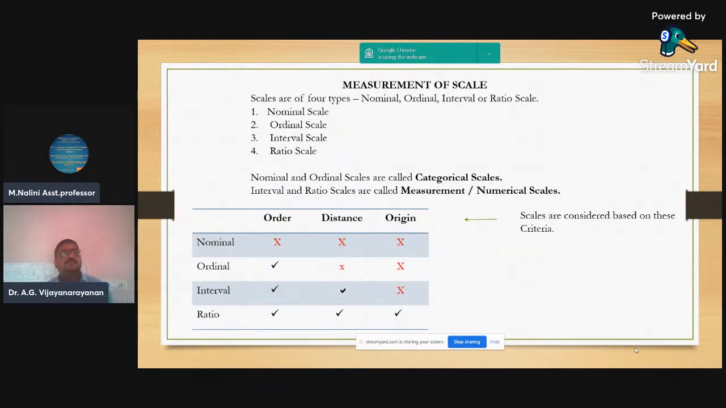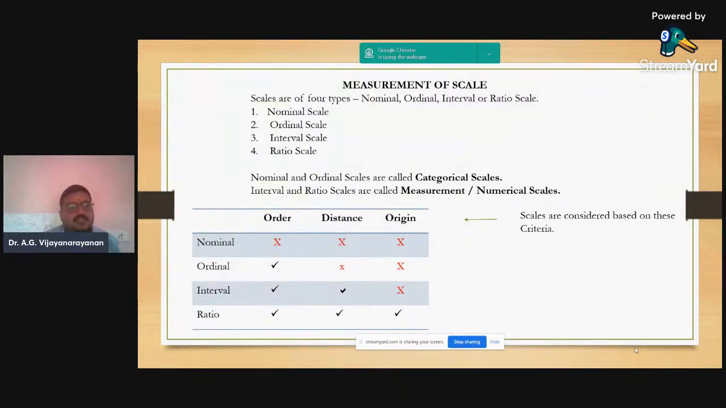Thank you. So this is what I wanted to say. In nominal scale, there is no order, there is no distance, there is no origin. Whereas in an ordinal scale, there is an order, but there is no distance or origin. In interval scale, there is an order, there is a distance, but the origin, the zero point, is not there. Whereas in ratio, there is an order, there is a distance, and there is an origin.